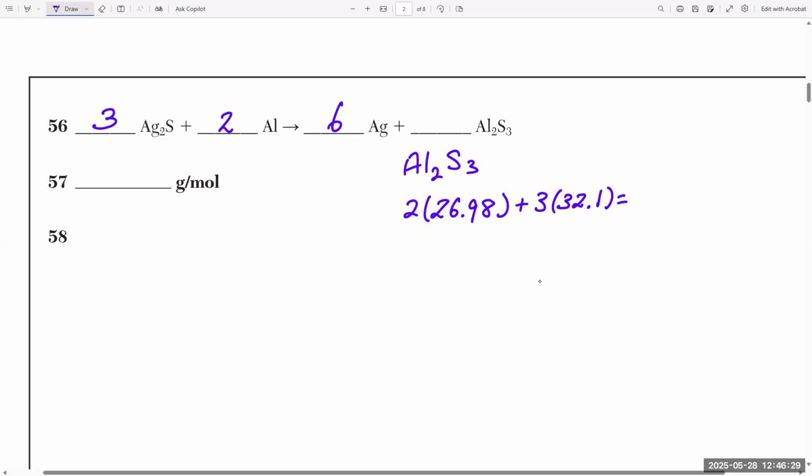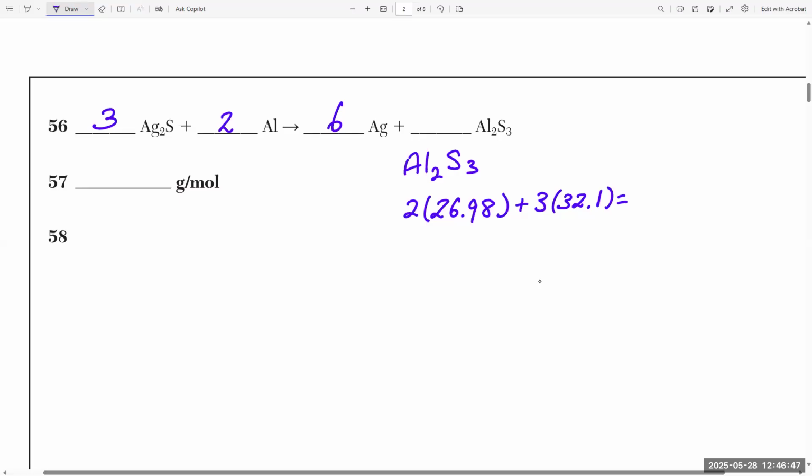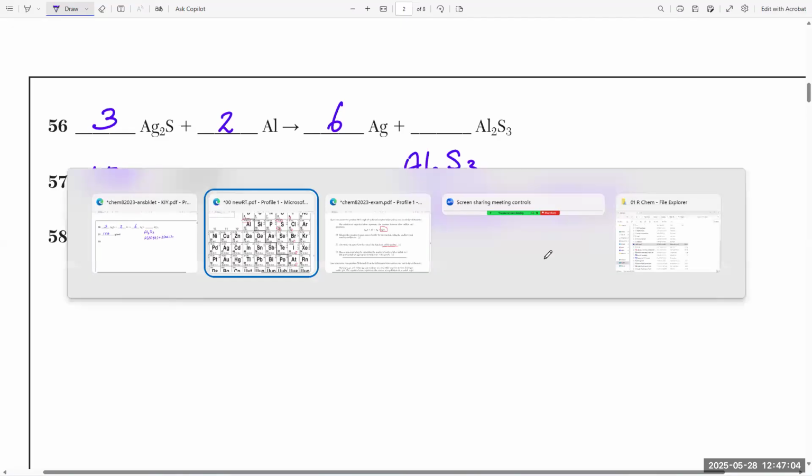I don't have the number, so I need to calculate this. So give me 2 seconds for me to punch this in. 26.98 times 2 plus 3 times 32.1, right? And I get 150.26. All right, so I'm going to say 150 grams per mole. Okay, let's continue. 58.